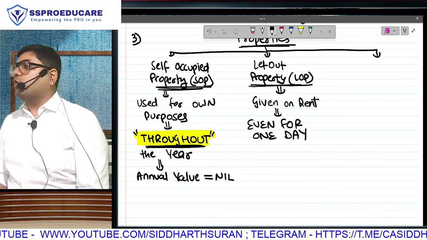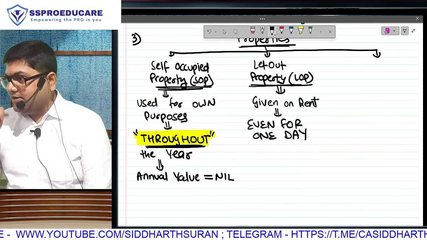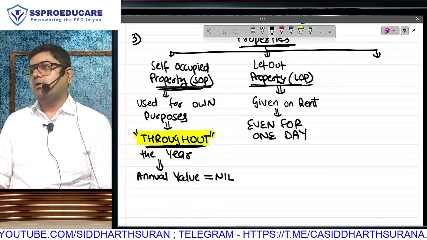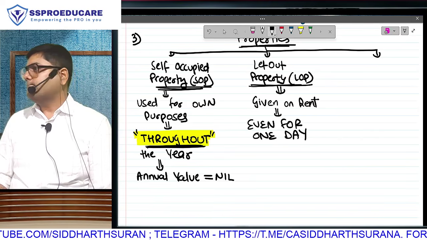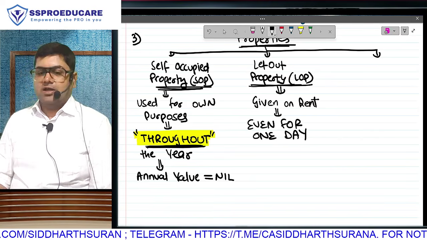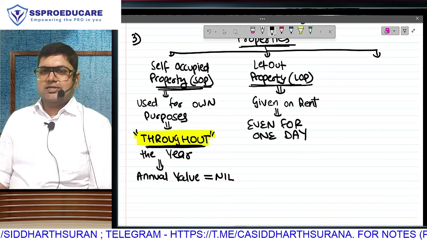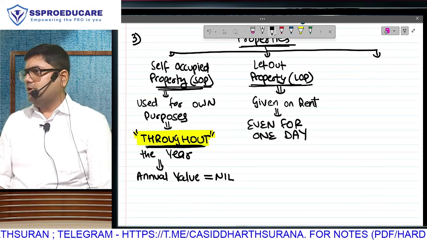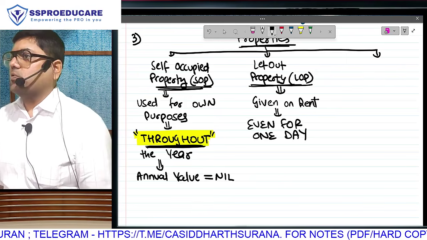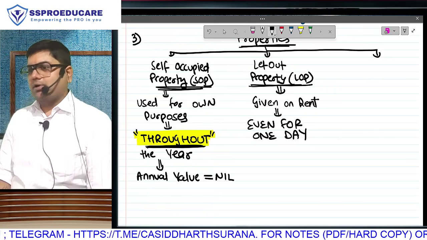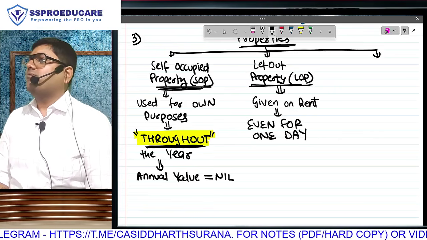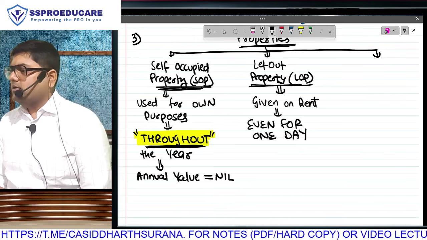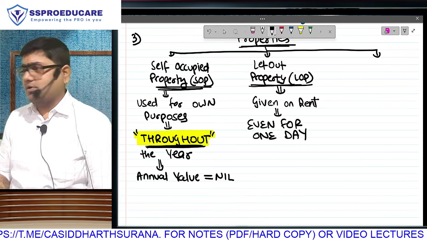So if you give your property on rent even for one day during the year, then that property will be classified into let out property. Of course, there is a third category, but its discussion later. First, be very clear about the first two categories. Properties that you own will be divided into two categories: self-occupied and let out, SOP and LOP. If you give on rent for one day, it will be considered let out property. 6 months you stay, 6 months given on rent, let out property. 1 day also given on rent, LOP.